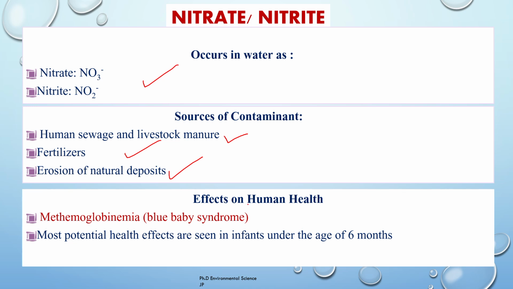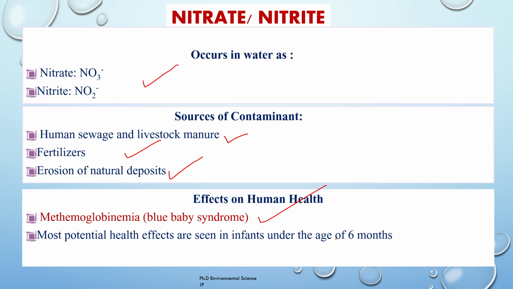Then effects on human health. Methemoglobinemia, which is known as blue baby syndrome. It is a condition that affects infants under 6 months of age. It occurs when nitrate is converted to nitrite in the body. Nitrite can then bind to hemoglobin in the blood, forming methemoglobin, which reduces the blood's ability to carry oxygen.